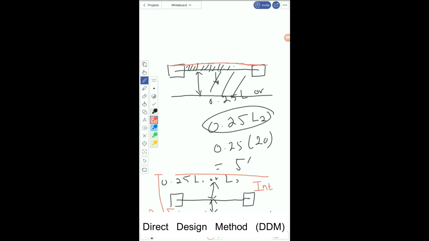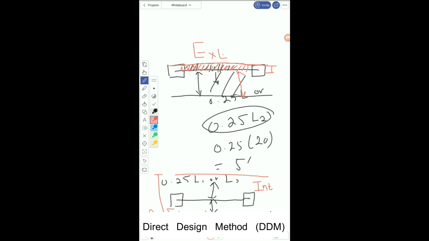When you're dealing with an exterior frame like this one, this is an exterior rigid frame, so the dimension from this center line to this is 0.25 of L1 or L2. It's okay, but now you have to consider this portion as well, the one I am highlighting right now with the red color. So the column strip width will need to include this dimension as well, which is the half dimension of the column.